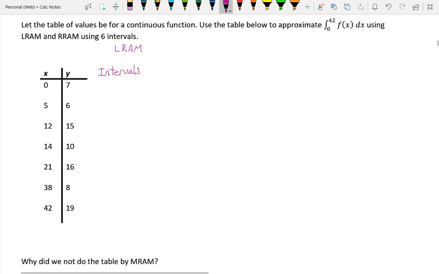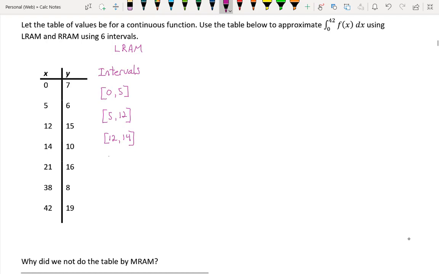Now, if you were doing this on an AP test, you might not write down the intervals because they're fairly obvious here, I think. My first one's going to be from x equals 0 to x equals 5. My second one's going to go from 5 to 12. My third interval is going to go from 12 to 14.